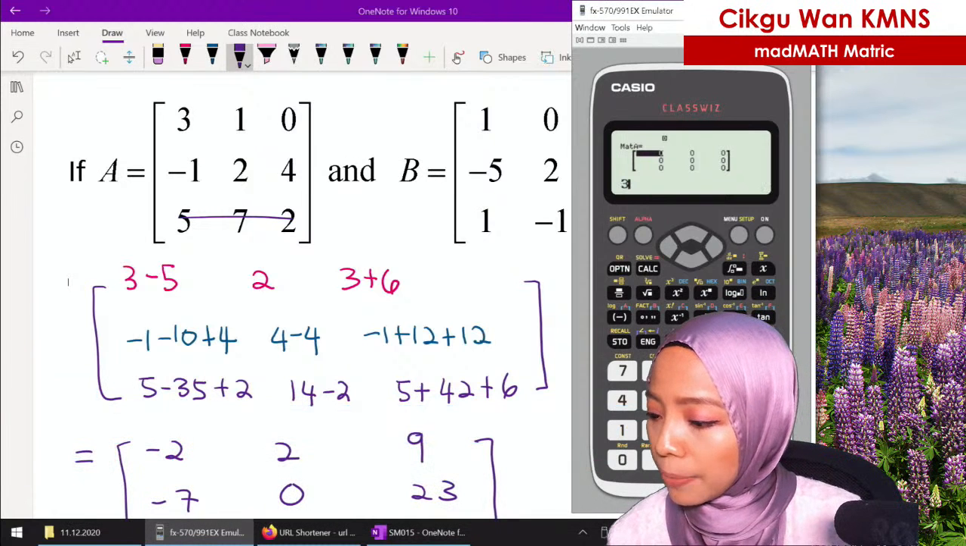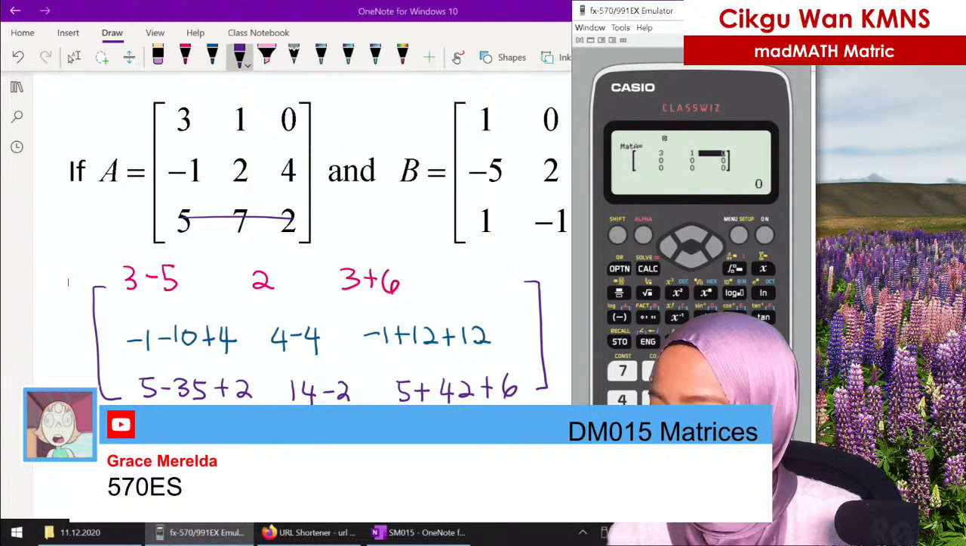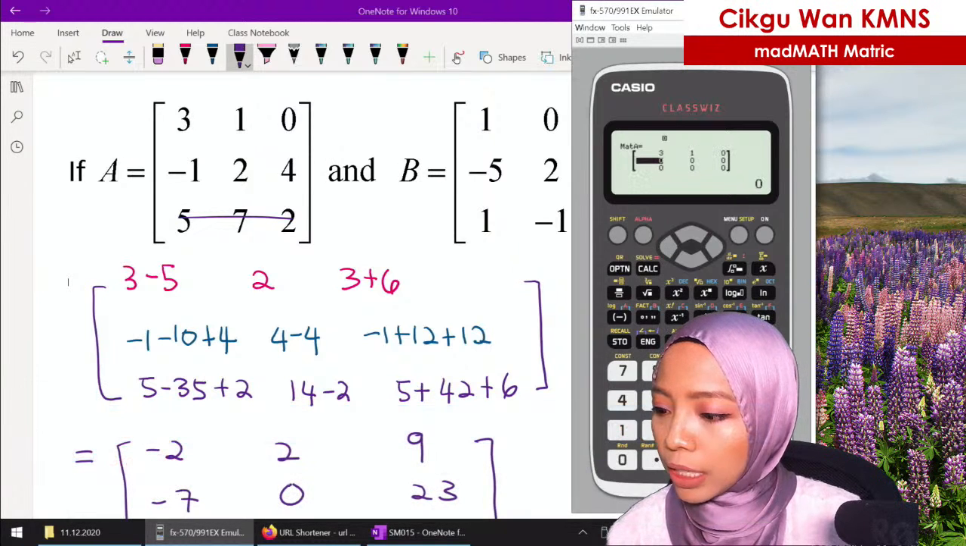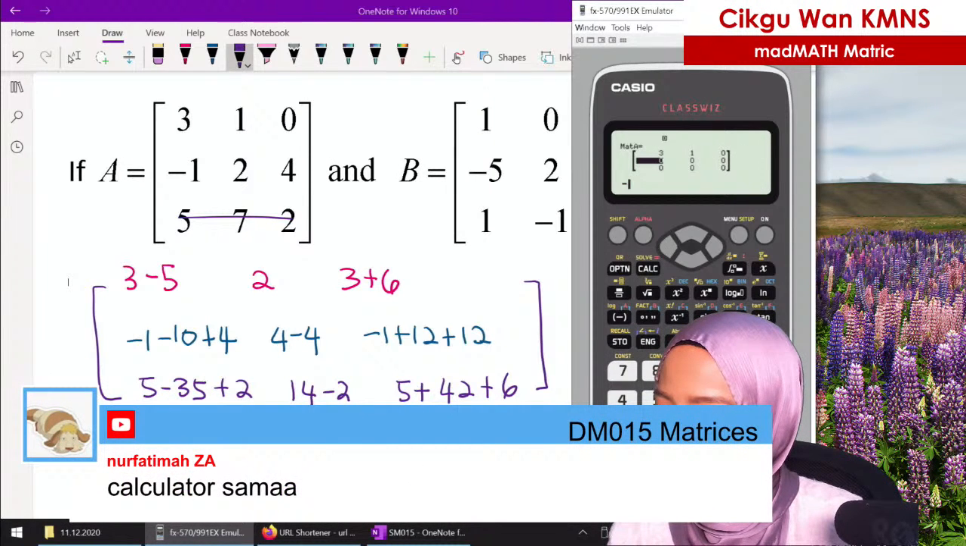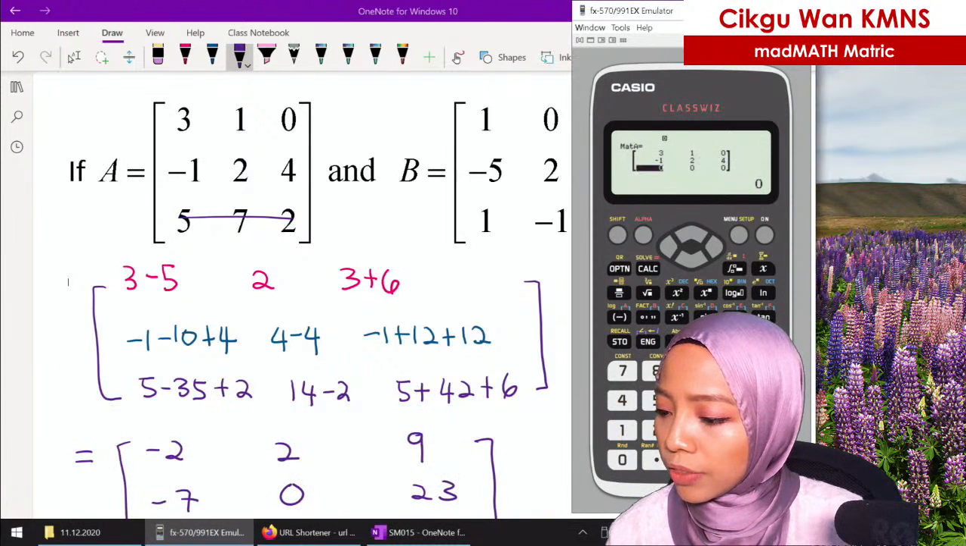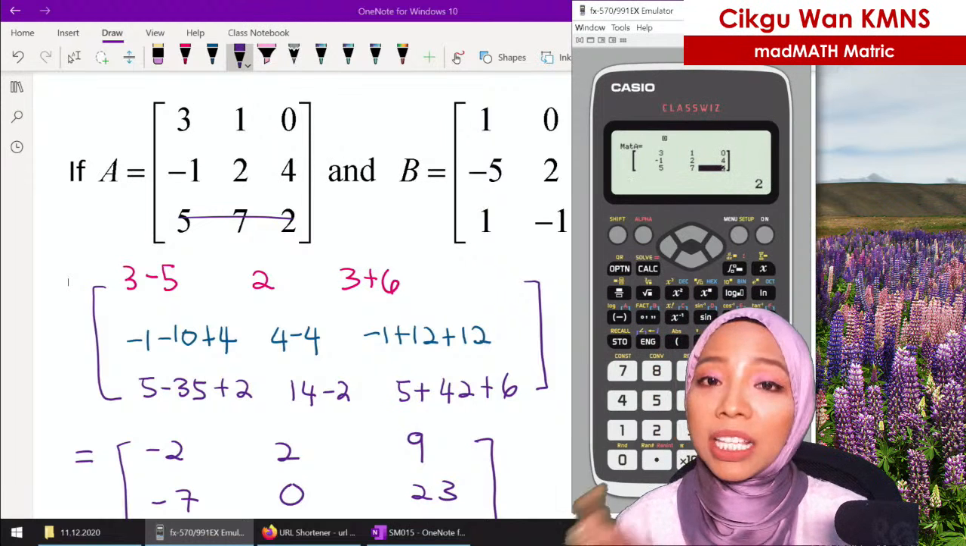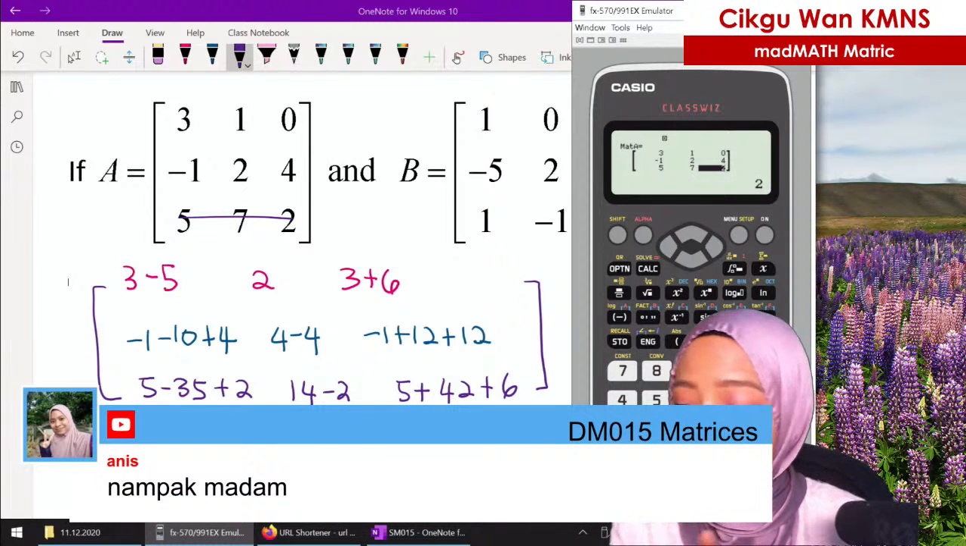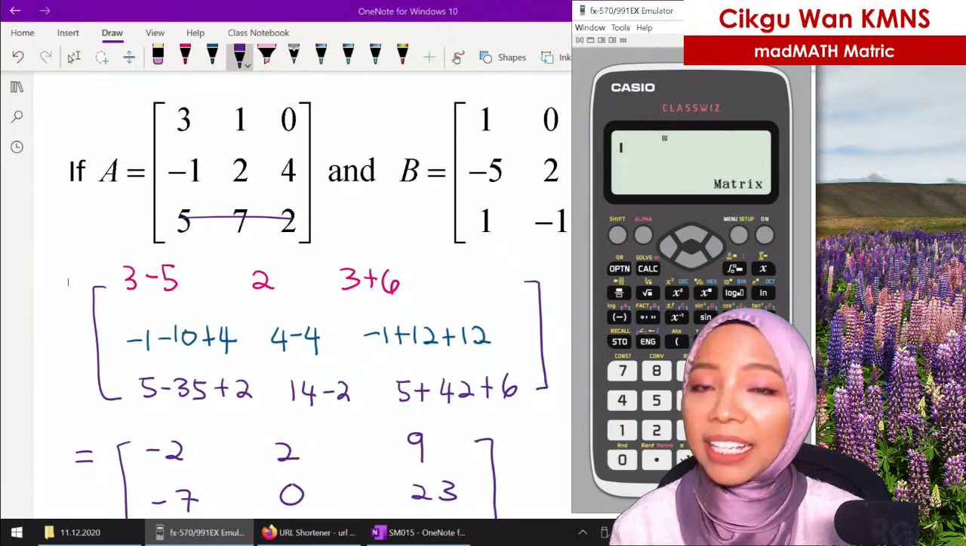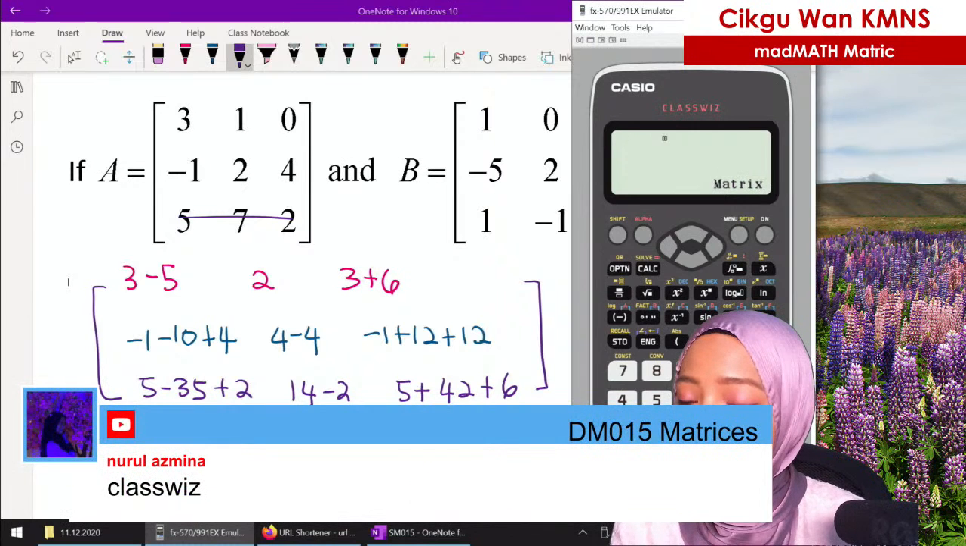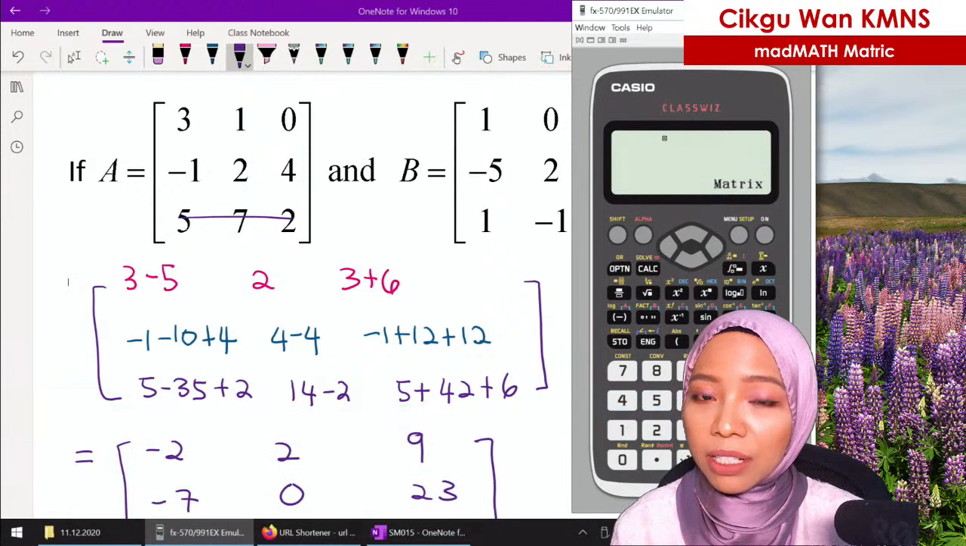Okay, and we substitute lah what is the matrix A. So 3, 1, 0. Okay, and negative 1, 2, 4, 5, 7, 2. Okay, so that is your matrix A. Bila kita dah isi matrix A, kita tekan AC. Kita tekan AC maksudnya kita dah masukkan matrix tersebut.